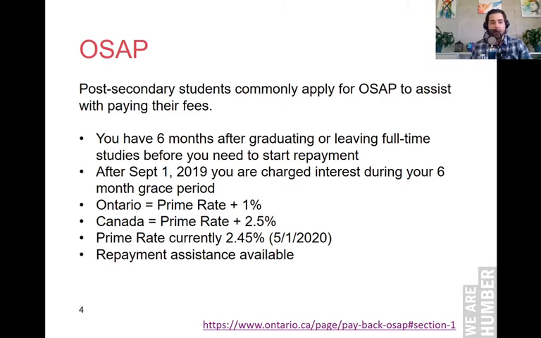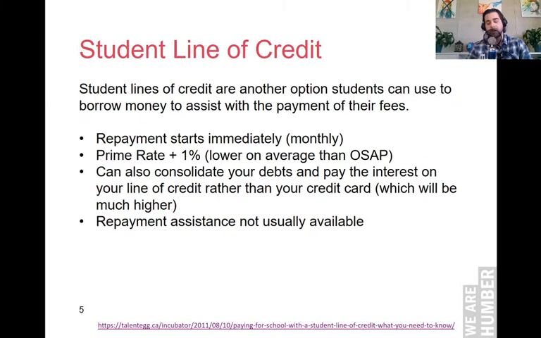So some of your other options are the student line of credit, which you can get through your financial institution. Essentially, it's a line of credit focused on helping students pay for their education. One thing that you need to know that is different from OSAP is that the repayment of your student line of credit starts immediately, so you are required to make monthly payments.